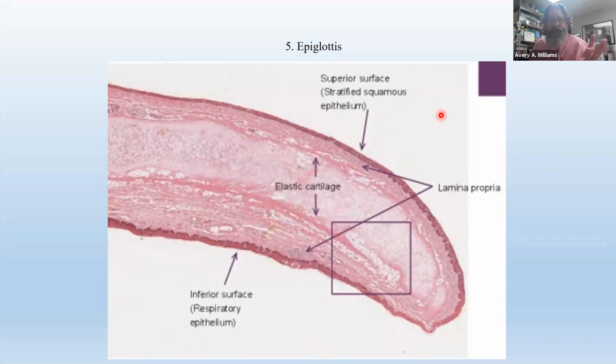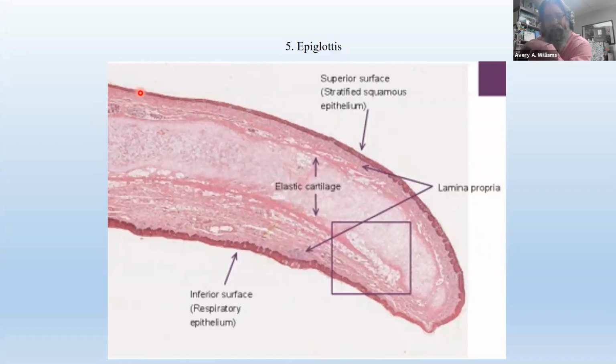But of course, this is inside your body. It's not a stratified squamous that's keratinized. You're never gonna have keratinized epithelial tissue inside your body. And if you look at your list of tissues, you'll see, and this first slide tells you right here, the superior surface is stratified squamous epithelium, the inferior surface, the respiratory epithelium. That would be pseudostratified ciliated columnar epithelium. So you go, what? Yeah, that's right.